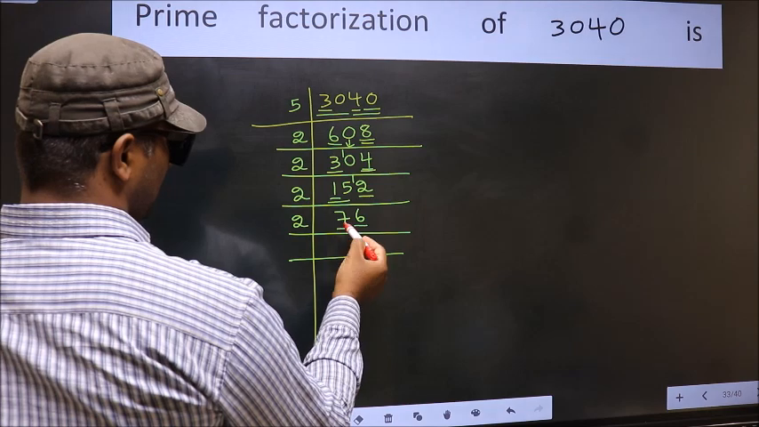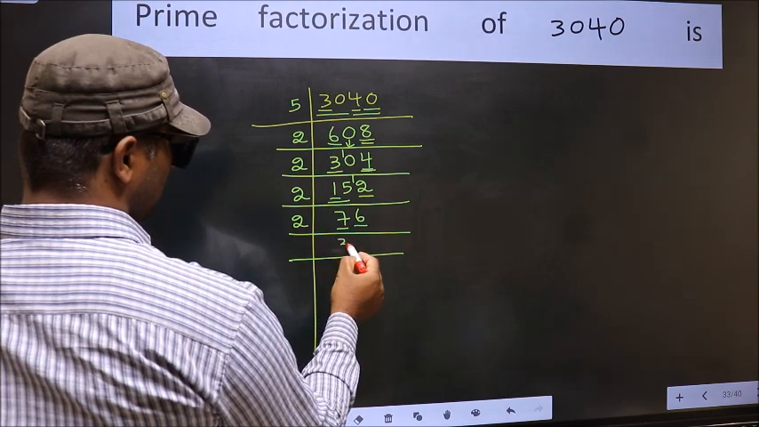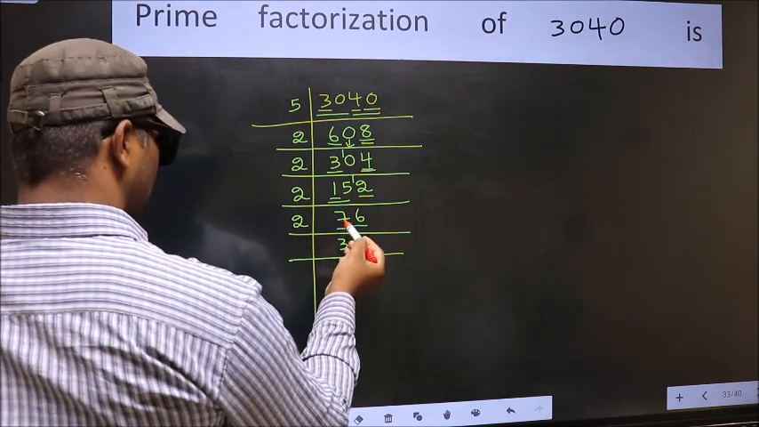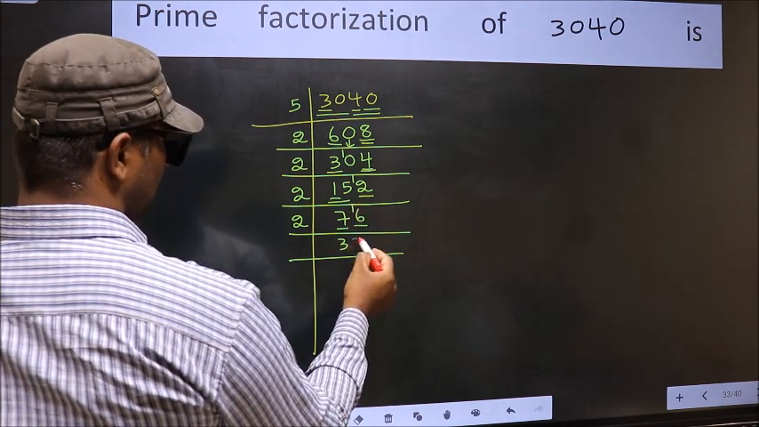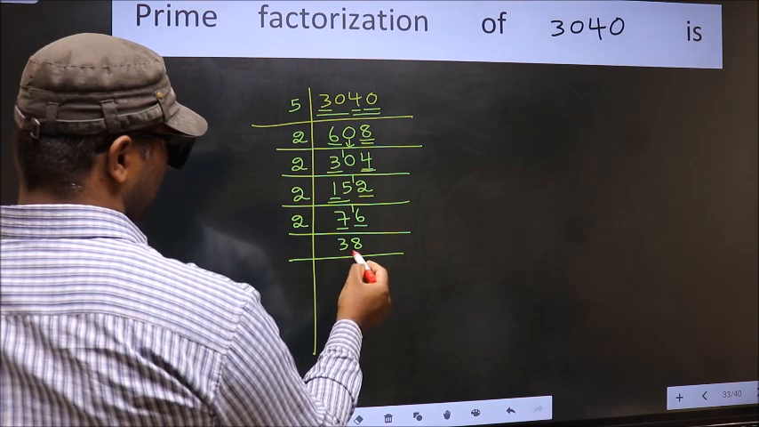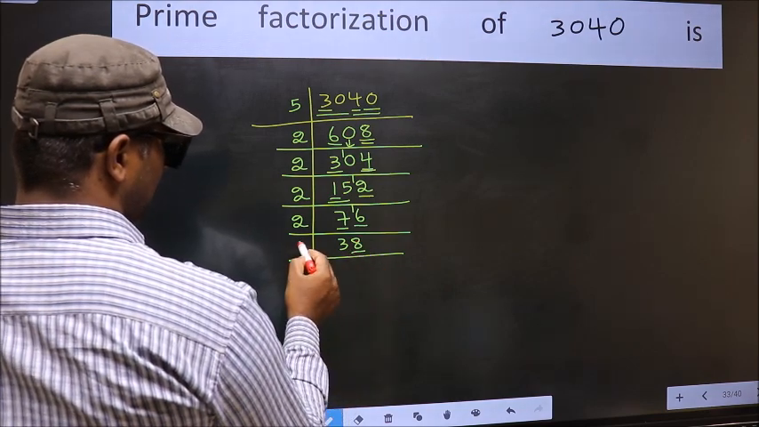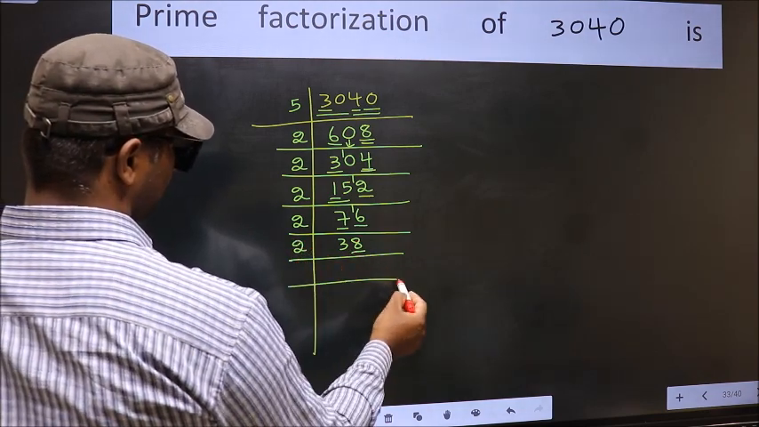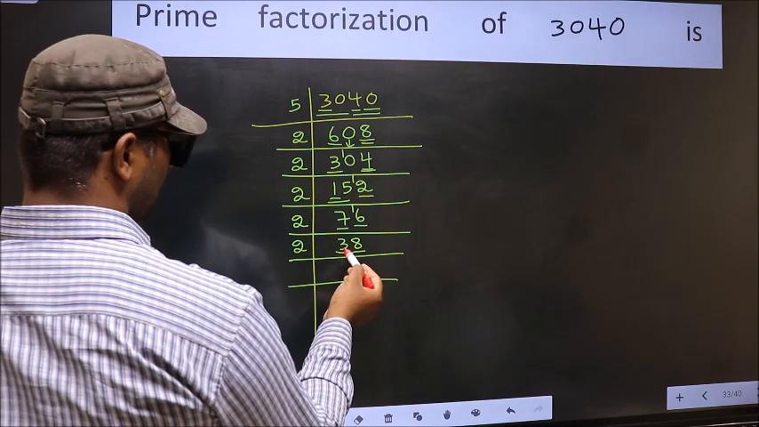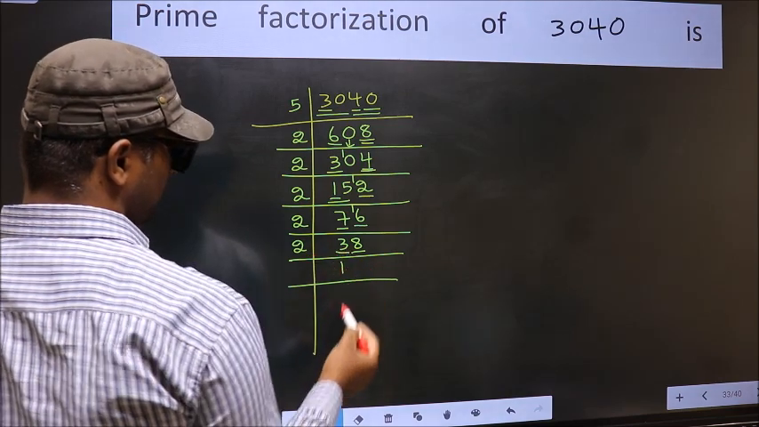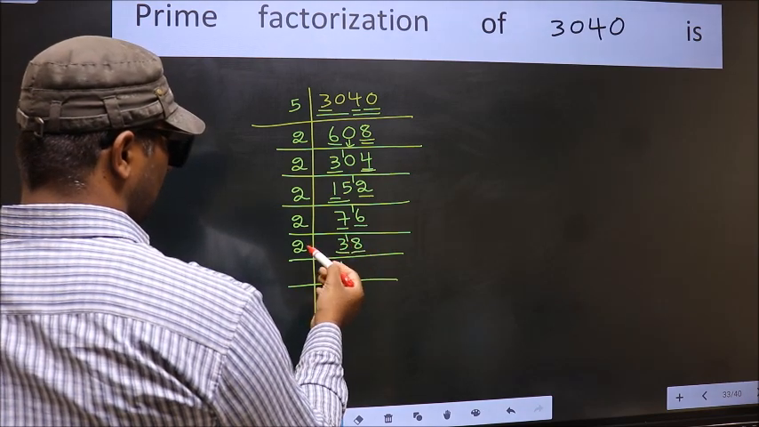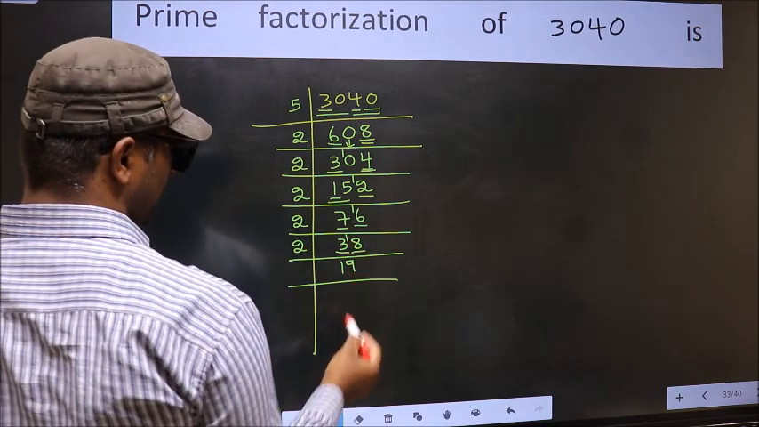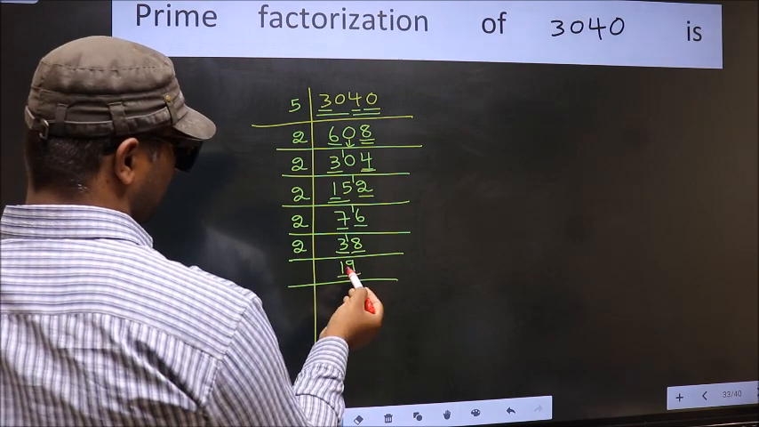Now the last digit 6, even, so take 2. First number 7, a number close to 7 in the 2 table is 2 3 6. 7 minus 6, 1, 1 carried forward, 16. When do we get 16 in the 2 table? 2 8 16. Now the last digit 8, even, so take 2. First number 3, a number close to 3 in the 2 table is 2 1s 2. 3 minus 2, 1, 1 carried forward, 18. When do we get 18 in the 2 table? 2 9s 18.